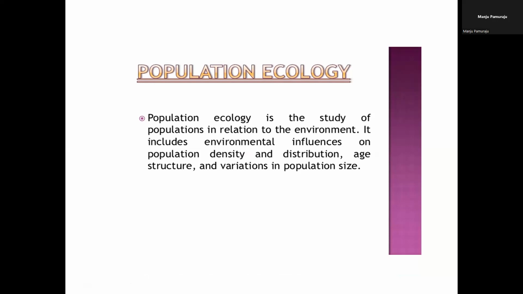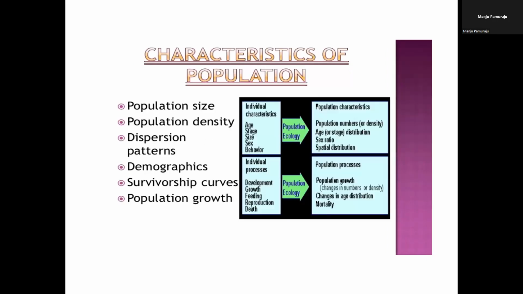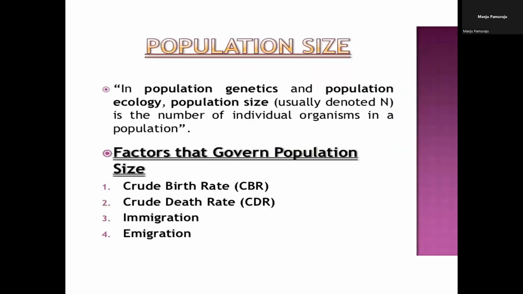What are the main characteristics of population? Population density and distribution, age structure, and variation in population size. These are the characteristics of the population: population size, population density, dispersion patterns, that is how they are arranged, and demographic and survivorship curves and population growth. The first one is the population size.